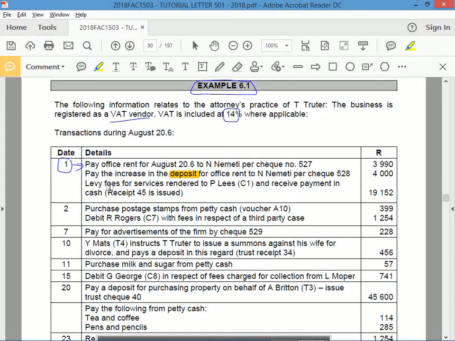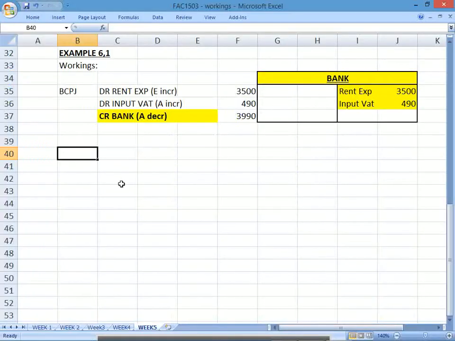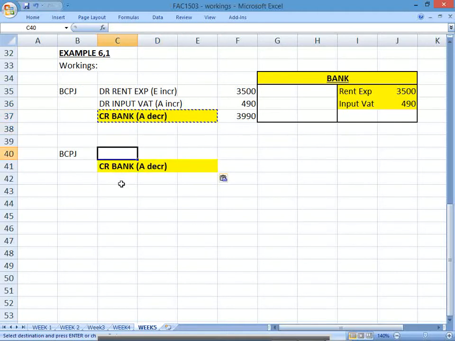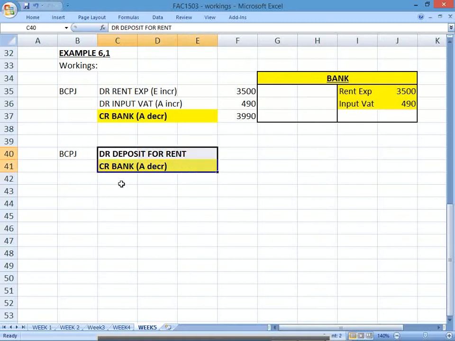So here, you've paid the increase in the deposit for the office rent. The first one was paying for the rent. The second was increasing the deposit. This is probably a long relationship, and there was a deposit made maybe 2 years ago, and now, because maybe the rent has gone up, they've asked for an increase in the deposit. And what do we need to do? Record it. Where are we going to put this? Are we paying? Yes, we are. Is this affecting the bank? Yes, it is. Debit what? Deposit for rent, or rent deposit. There will never be any VAT on this. Why? It's a deposit. It's just money that you've given them to keep in case of something happening. So that would be the working.